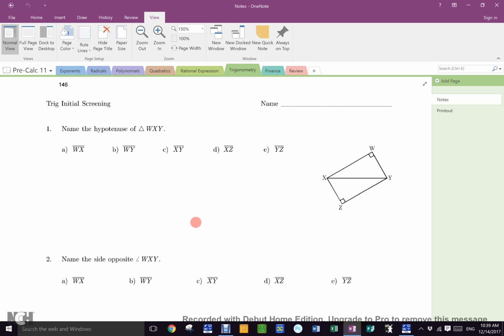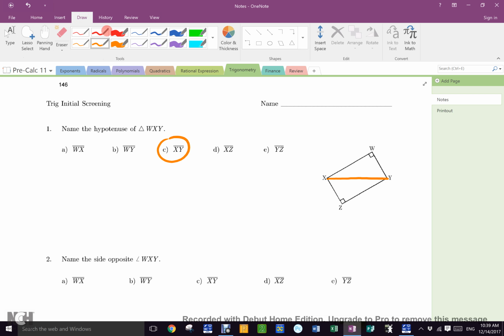Number one, who will tell me the hypotenuse of WXY? What is it? It is C. It is that one right there. How do you know which is the hypotenuse? You don't know that's the longest side. You didn't measure it. The 90-degree angle points to it. Okay? Okay.